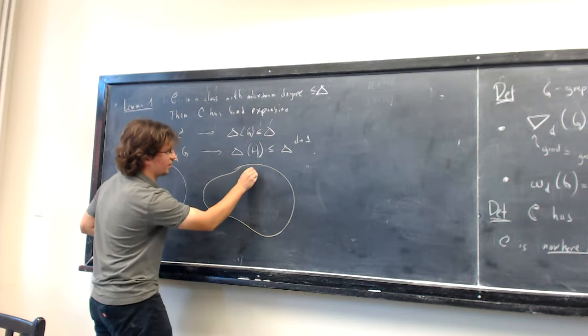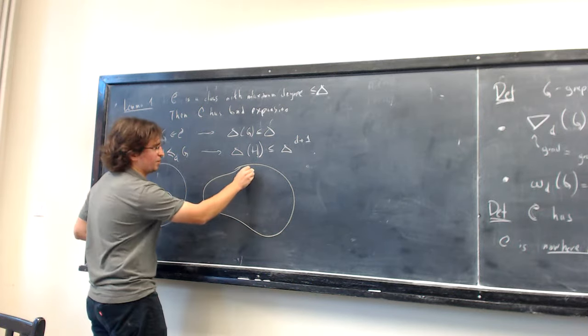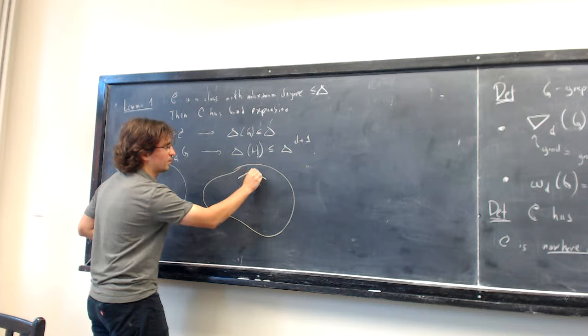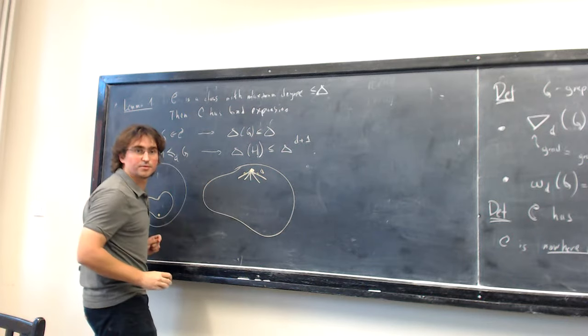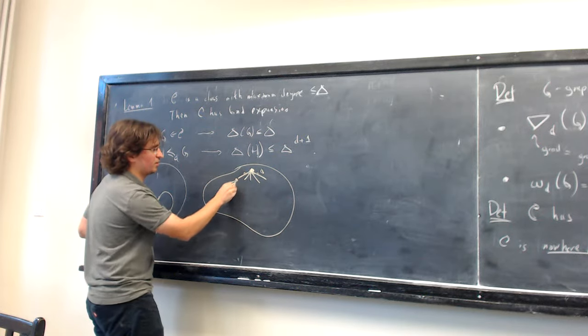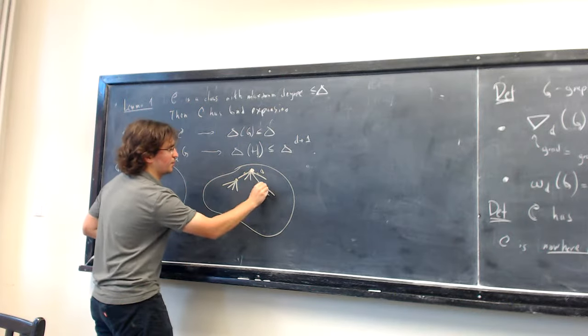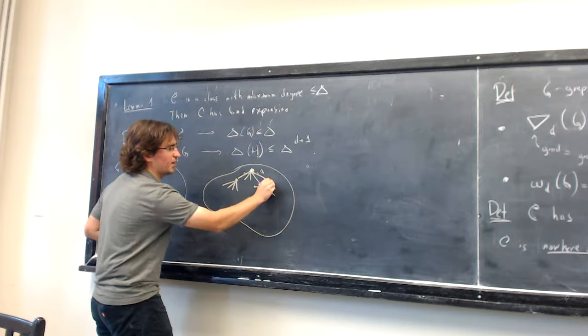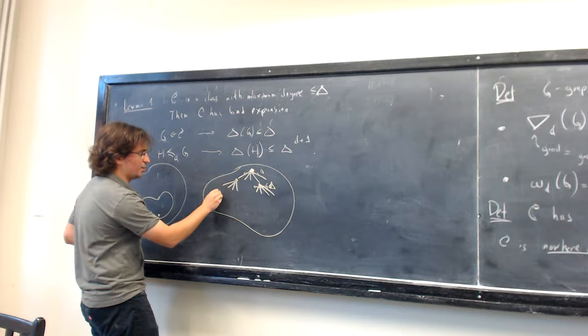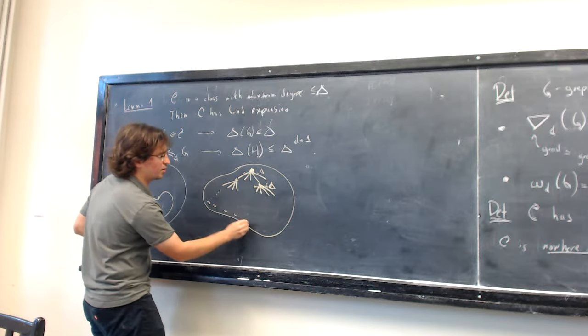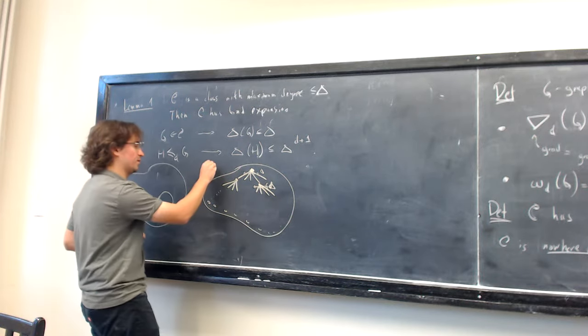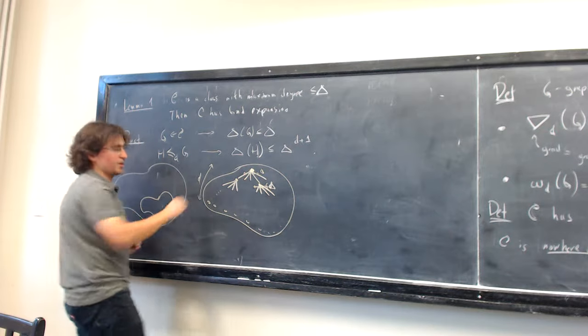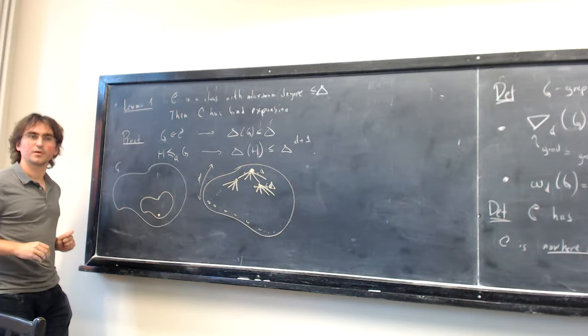Maybe here is the center. Yes? So this center has at most delta neighbors. Yes? Each of these neighbors has at most, again, delta other neighbors, and so on and so on. So this whole thing has depth at most d, right?